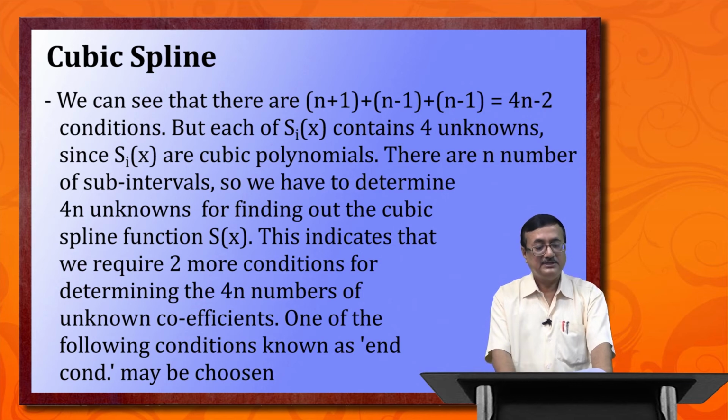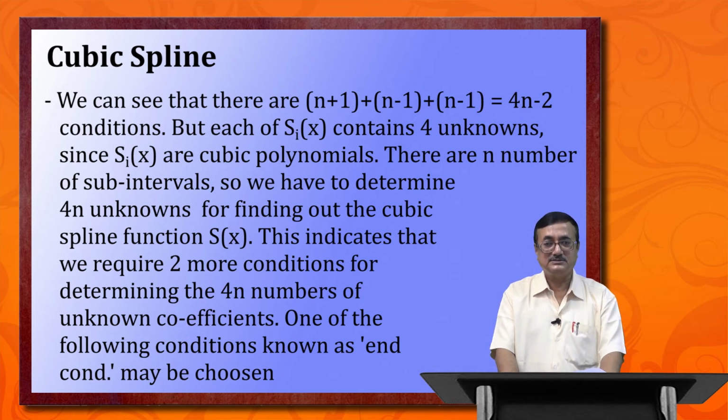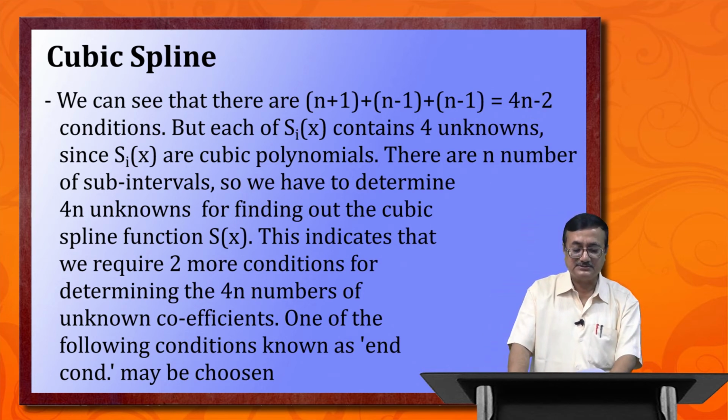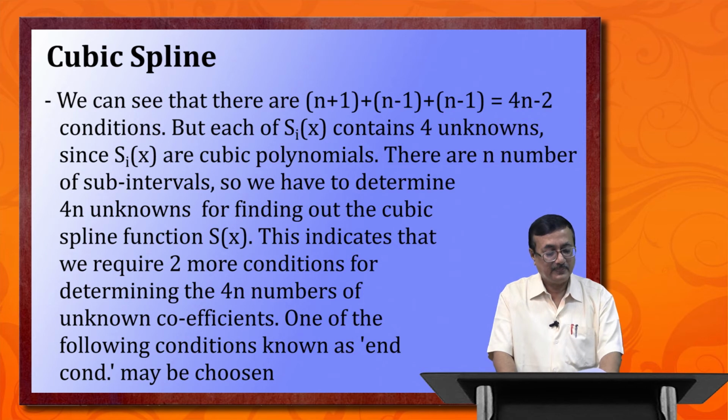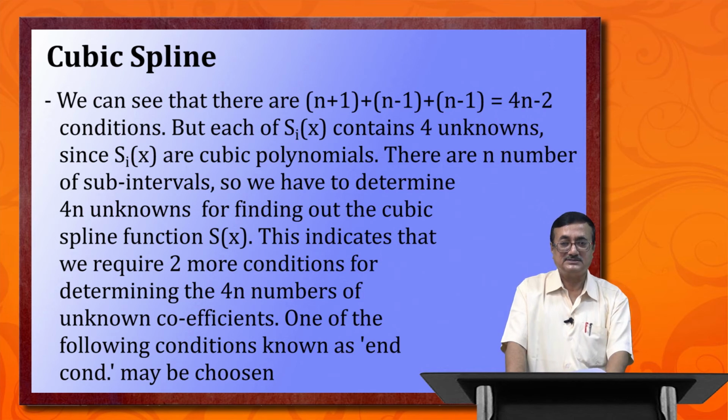But note that each Si(x) contains 4 unknowns. Note that Si's are cubic polynomials, so it involves 4 unknown coefficients. Since Si(x) are cubic polynomials, there are n number of subintervals, so we have to determine altogether 4n number of unknowns for finding out the cubic spline function S(x). This indicates that we require still 2 more conditions for determining the 4n number of unknown coefficients uniquely. One of the following conditions, known as the end condition, may also be chosen as the additional condition.